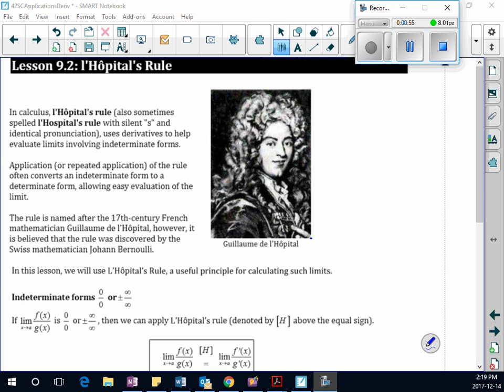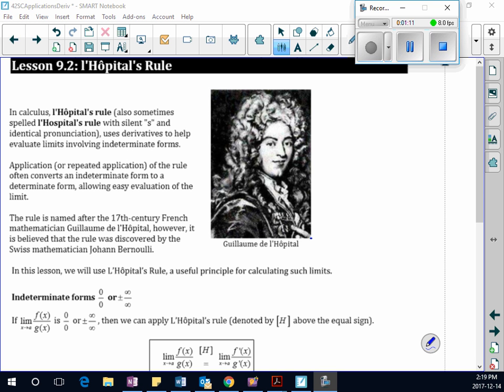Infinity over 0. No. Think about a power. 0 to the power 0. Very good. Infinity to the power 0. And infinity to the power infinity. Very good. Okay.